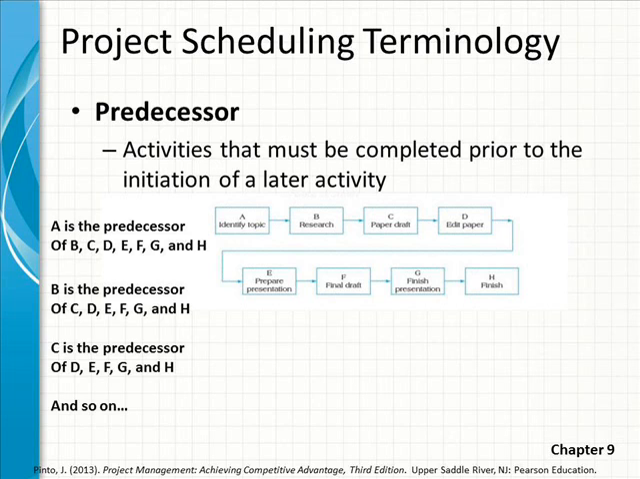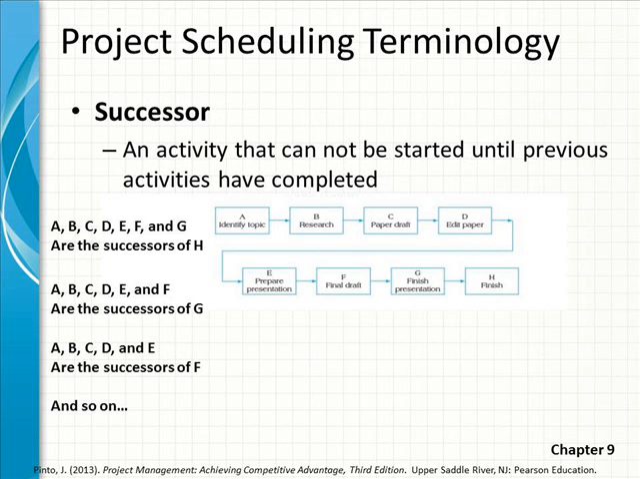Now we can create relationships between these activities, and one of the very first types we'll talk about is a predecessor relationship. That's where activities must be completed prior to the initiation of a later activity. If we connect the nodes in the way that you see here, A is the predecessor of all of the other nodes. B is the predecessor of C through H, and C the predecessor of D through H, and so on.